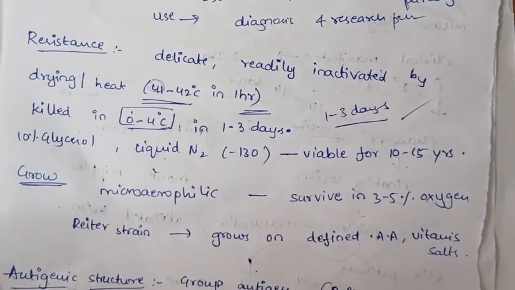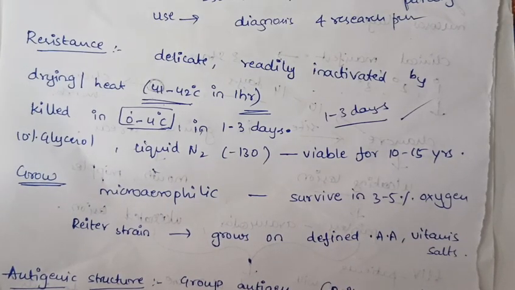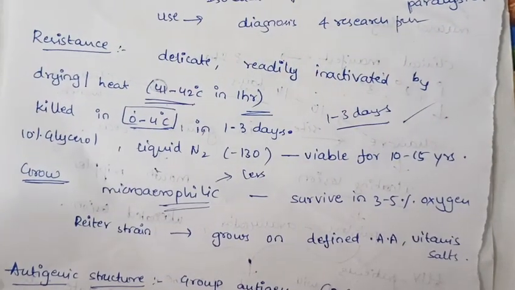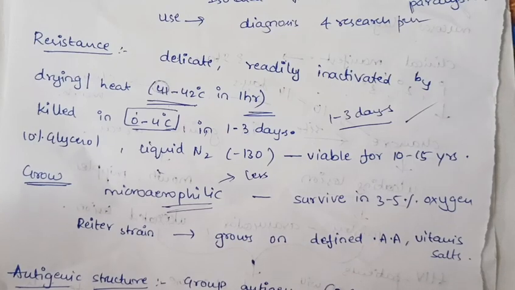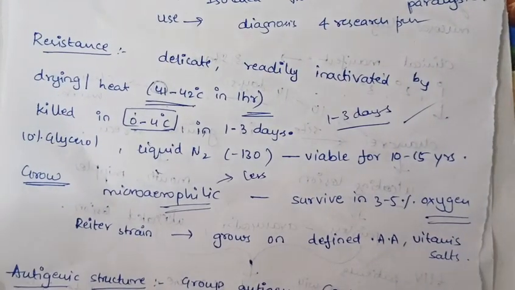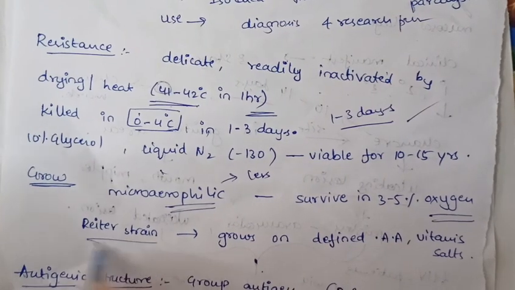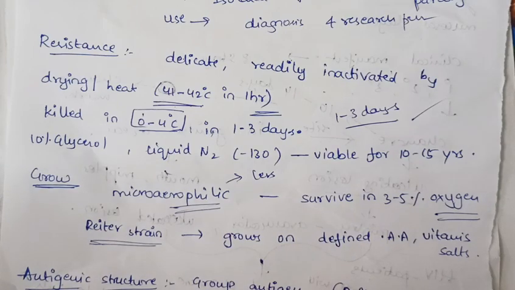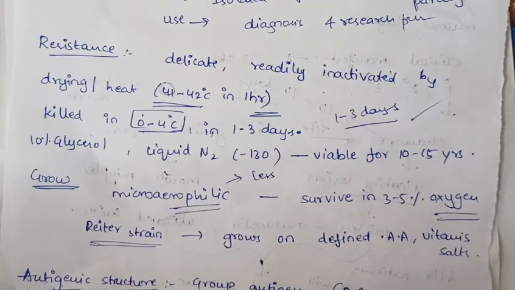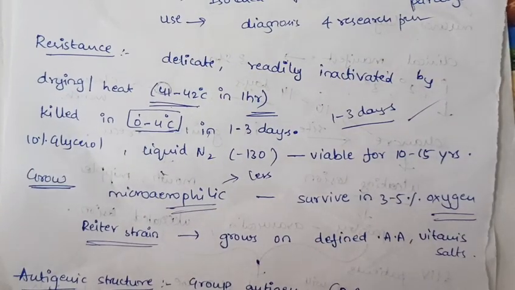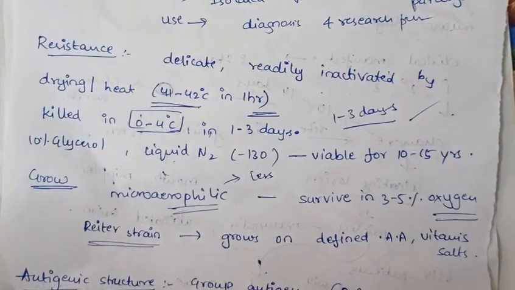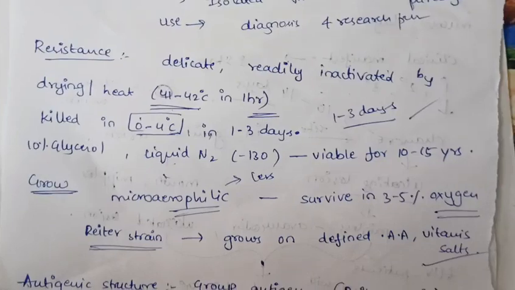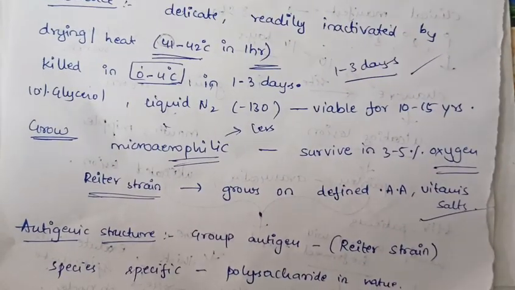Coming to the growth characteristics, Treponema is microaerophilic and requires only a small amount of oxygen, in the sense that it can survive in 3 to 5% oxygen. The Reiter strain, which we have already said is the most common antigen used in the diagnosis of syphilis, will grow only on a defined medium containing a rich amount of vitamins, minerals, and essential salts like albumin, etc.